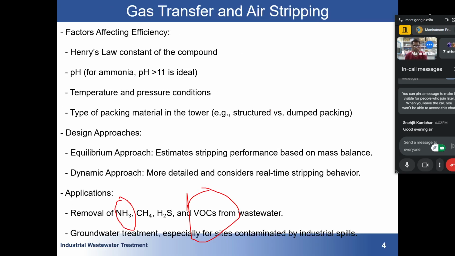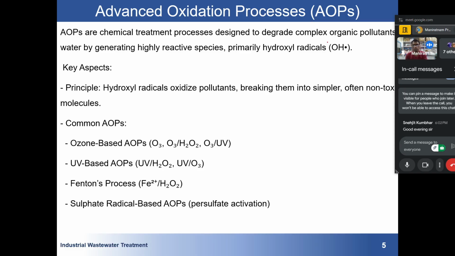The second thing is advanced oxidation processes, AOPs. Till now we were looking at how, if something, mainly gases, has been dissolved in water, it can be transferred from water into gas. For that we used the concept of Henry's law, and then we have to build an air stripping tower and so on.